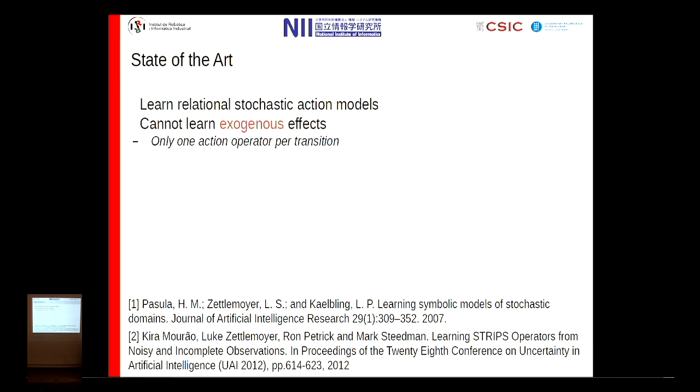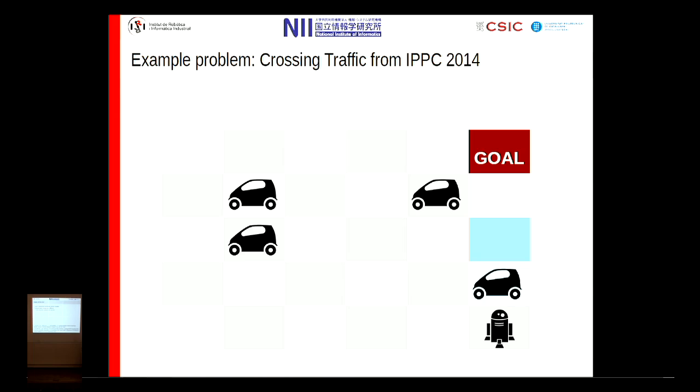So in comparison with the state of the art, there are other approaches that learn relational stochastic action models, but they cannot cope with exogenous effects because they usually learn only one rule per transition. And here we also have exogenous effects.